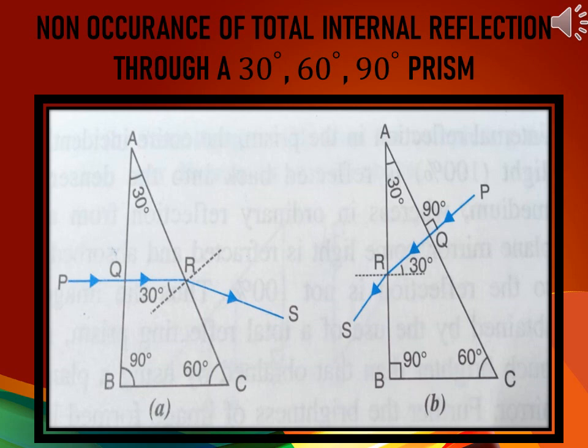In figure A, a light ray PQ is incident normally on the face AB of the prism ABC, while in figure B, light ray PQ is incident on a part of face AC of the prism ABC. In both the cases, the light ray does not suffer total internal reflection inside the prism and gets refracted as RS, obeying the laws of refraction. In each case, the angle of incidence at the other face inside the prism is 30 degree, which is less than the critical angle.